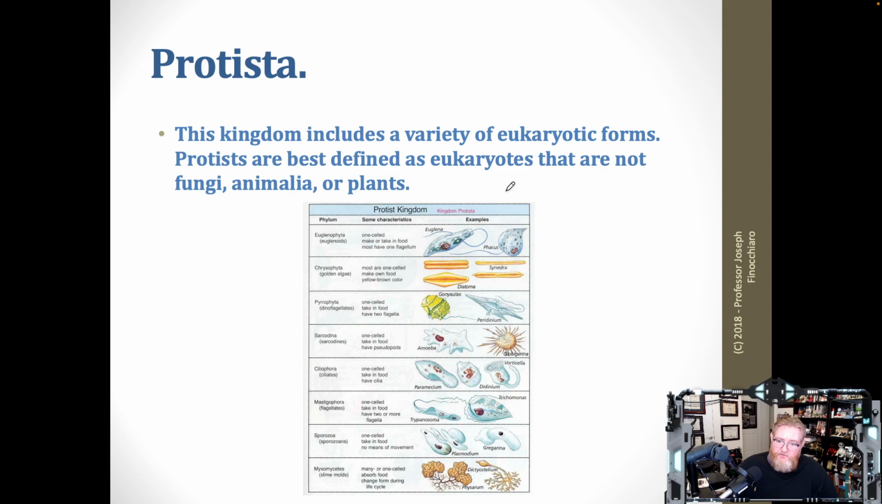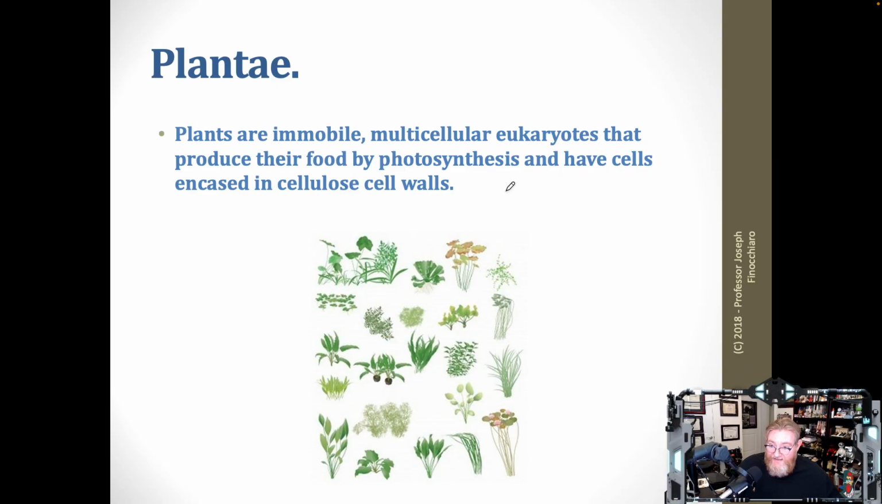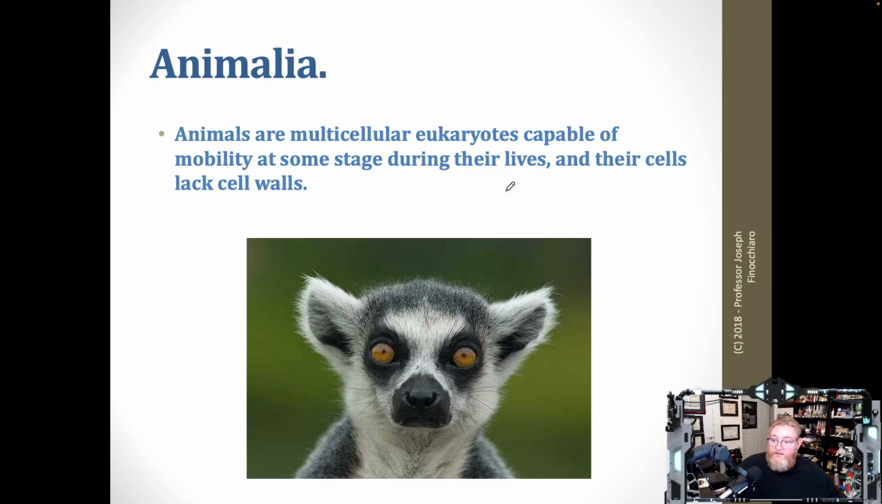Protista. This kingdom includes a variety of eukaryotic forms. Protists are best defined as eukaryotes that are not fungi, animalia, or plants. Okay? So, protists are eukaryotes, but they aren't funguses, they aren't animals, and they're not plants. Fungi are eukaryotic, multicellular groups of cells with multiple nuclei enclosed within cell walls. Plants are immobile, multicellular eukaryotes that produce their food by photosynthesis and have cells encased in cellulose cell walls. And animals are multicellular eukaryotes capable of mobility at some stage during their lives, and their cells lack cell walls.